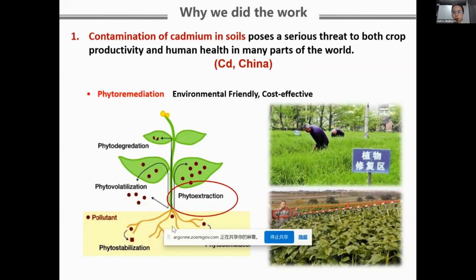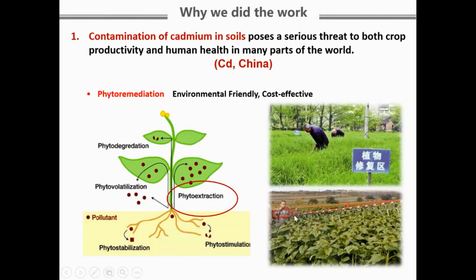Sorry, Lily, to interrupt. Could you remove the message popped up on your screen? It's kind of blocked the diagram. Yes, thank you.